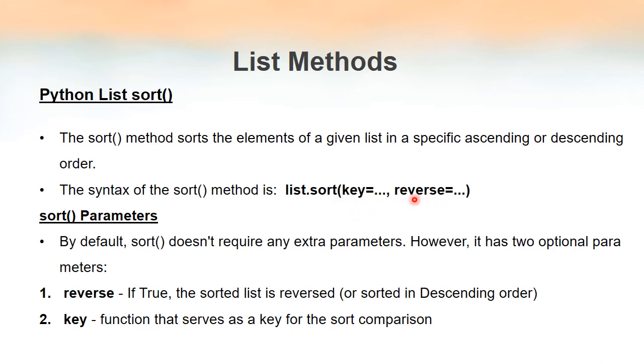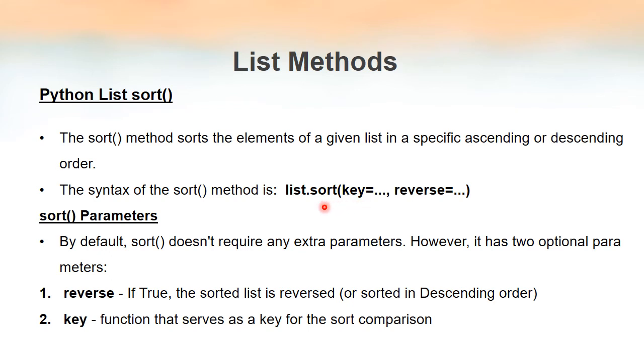If you are mentioning reverse equal to true, then the sorting will take place in descending order, in the reverse order. And if you are using the first parameter key, and mentioning a function, then the sorting will take place according to that function. So that is the meaning of these two parameters. These two parameters are actually optional. It's not compulsory that we have to use these two parameters when we use the sort method.